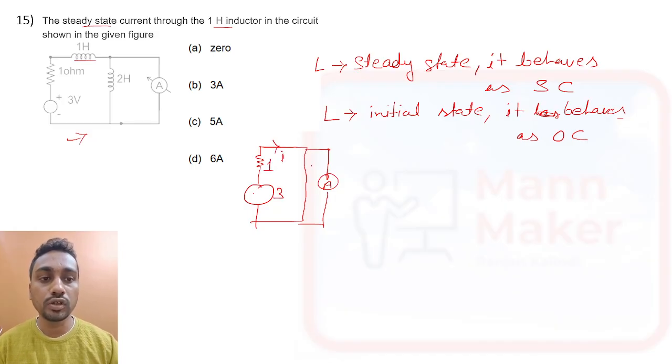Here you need to find this I value. So I, using Ohm's law, we can write V by R, that is equal to 3 by 1, or this is 3 ampere. Option B is the right answer.